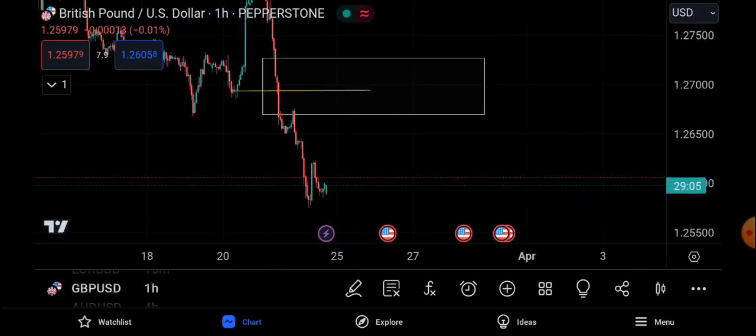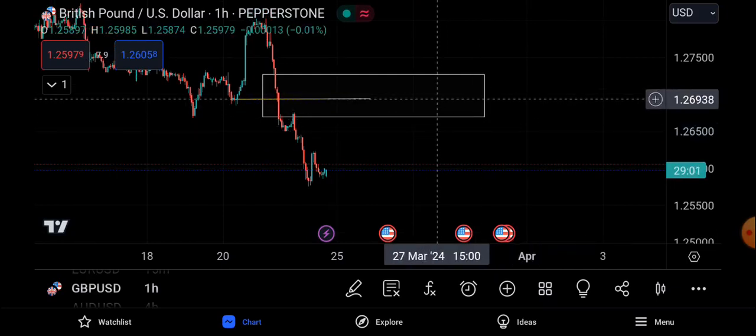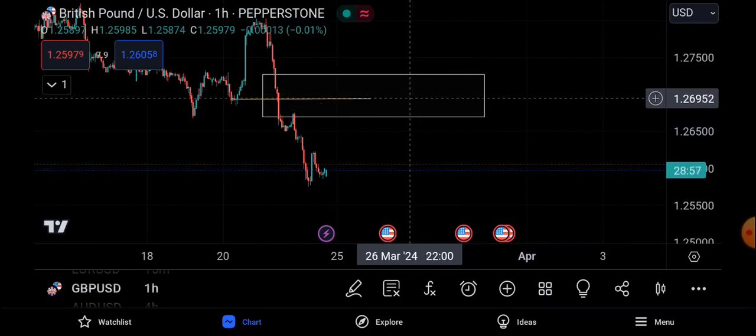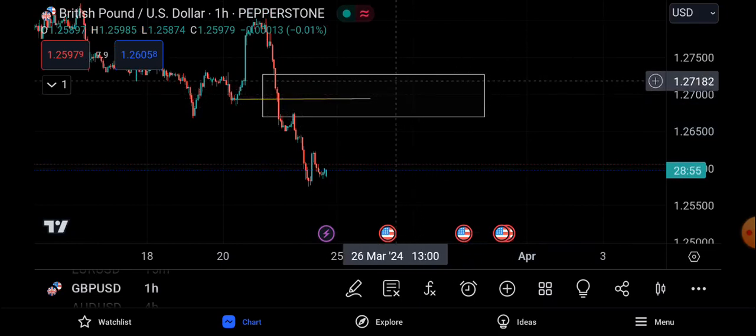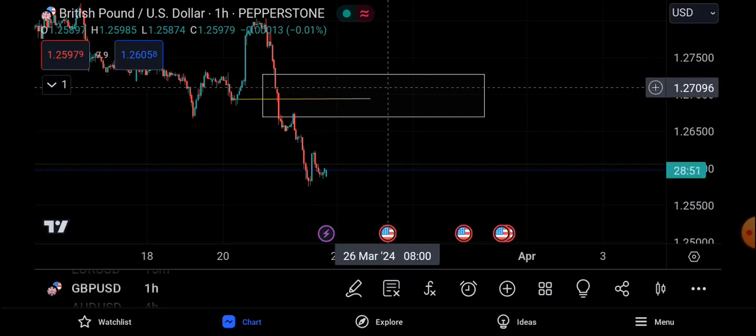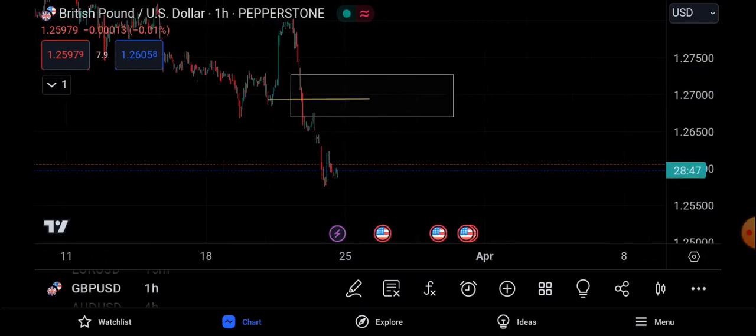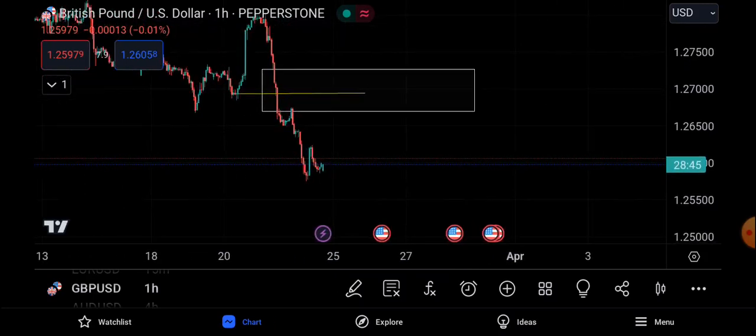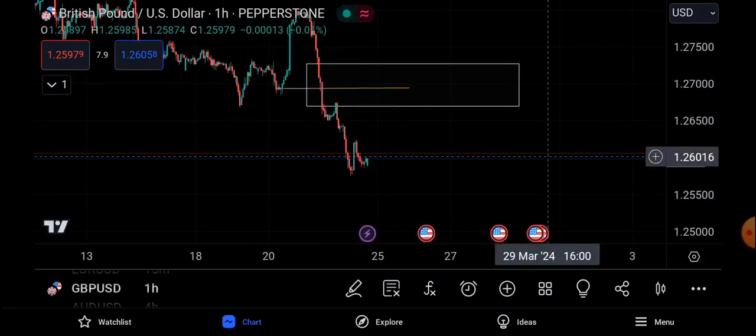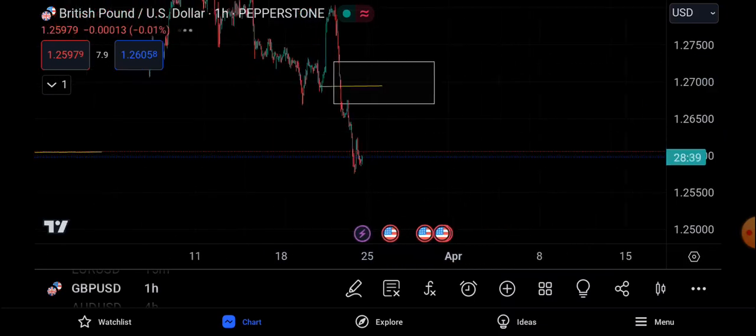Now, once we get into my point of interest areas, just because we're in that area, we are not going to sell for the sake of selling. I would like to see market show me that it is ready to go to the downside by either break of structure or market structure shift on the lower time frames as well. So yeah, I would like to see price get higher before I can sell it.